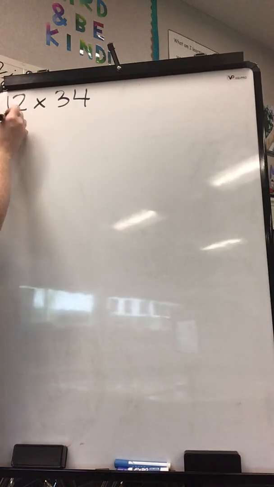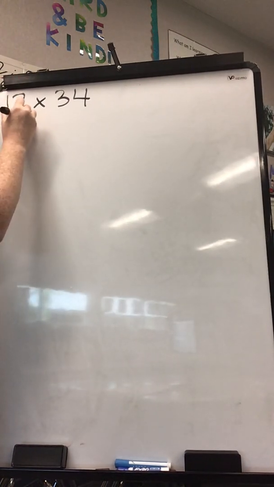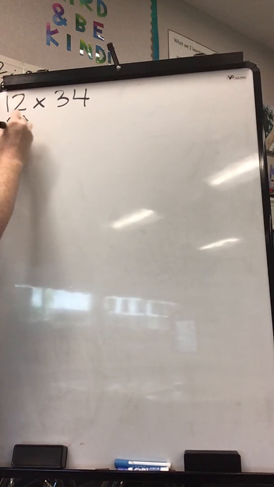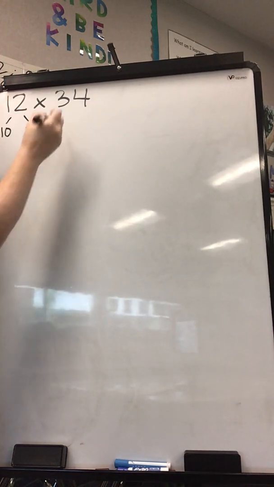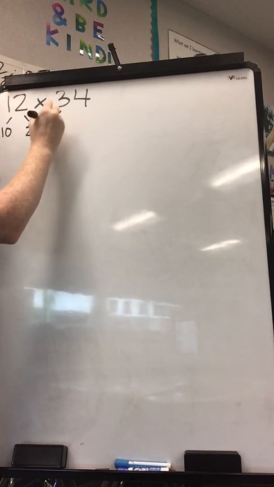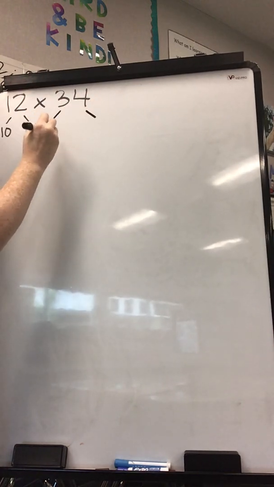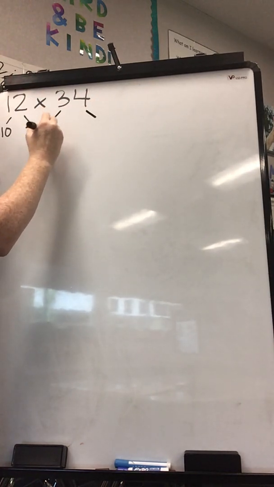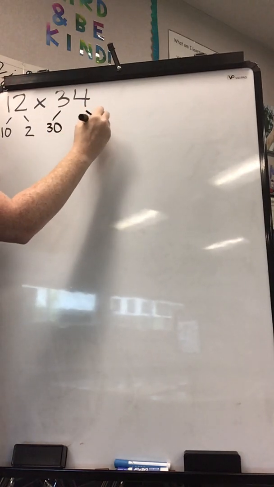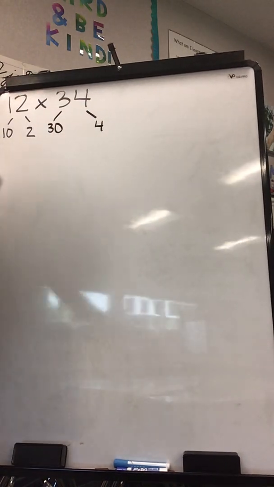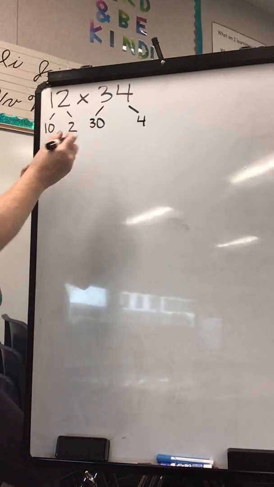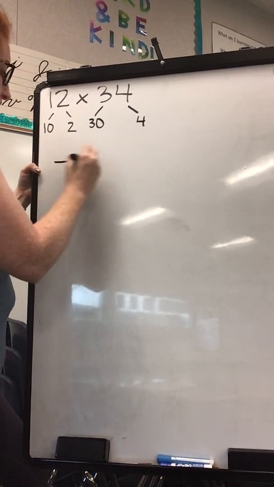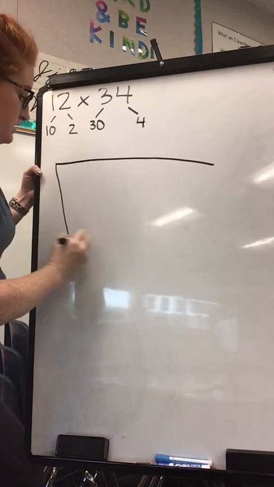And just like we did yesterday, in order to do area model, you have to split up the numbers by their place. So 12 is made up of 1 ten and 2 ones, so 10 and 2. And then 34 is made up of 3 tens, which is 30, and 4 ones, which is 4. So we have our numbers that we're going to use, and now we're going to create our box.